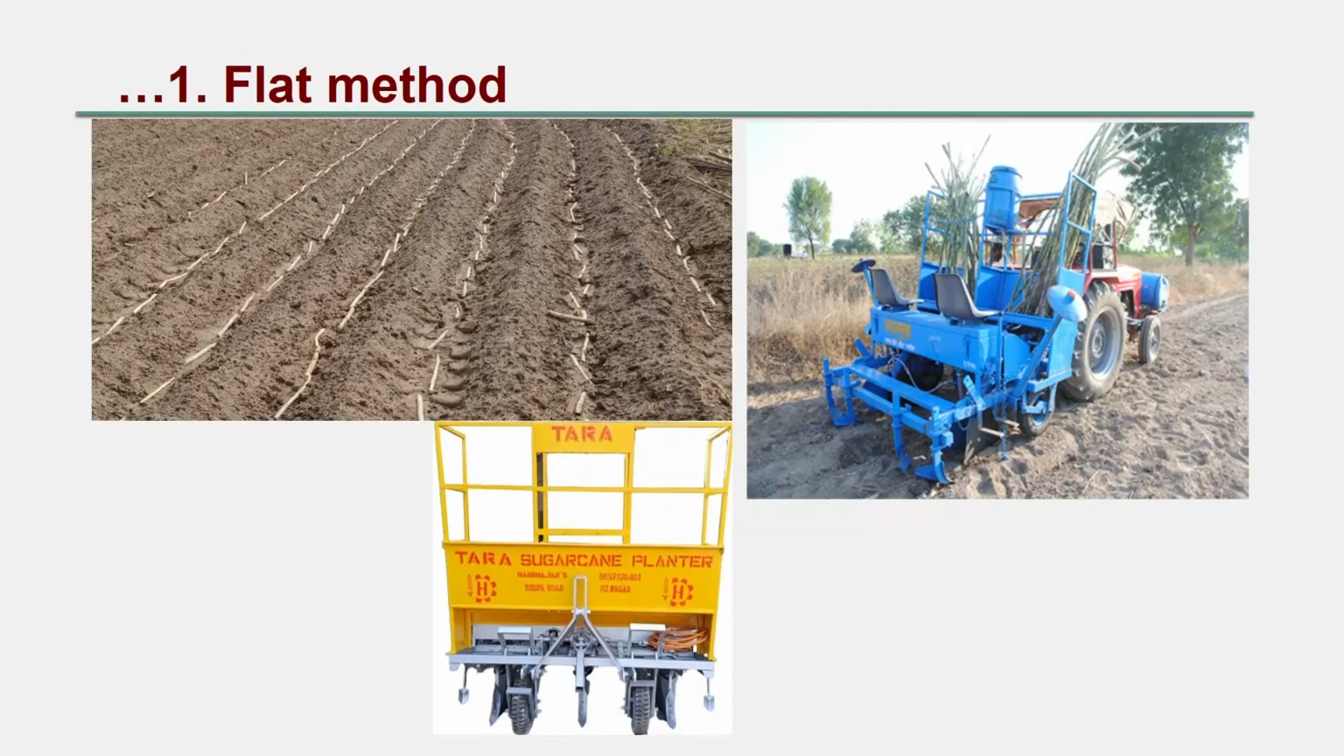You can see how it is done with this machine. This is the flat method, and you can check the machine. It is behind the tractor and then it is doing the job of sowing.